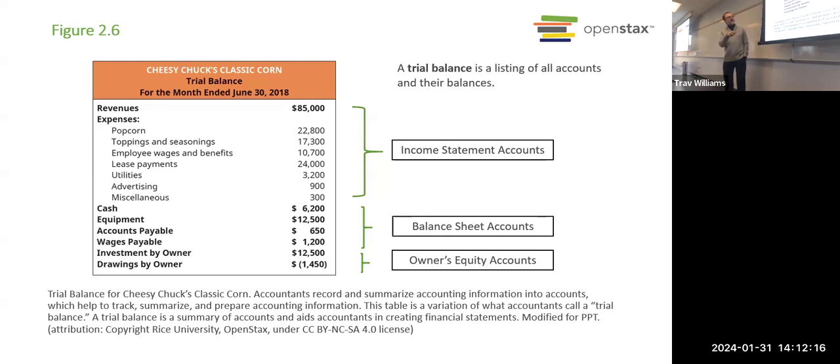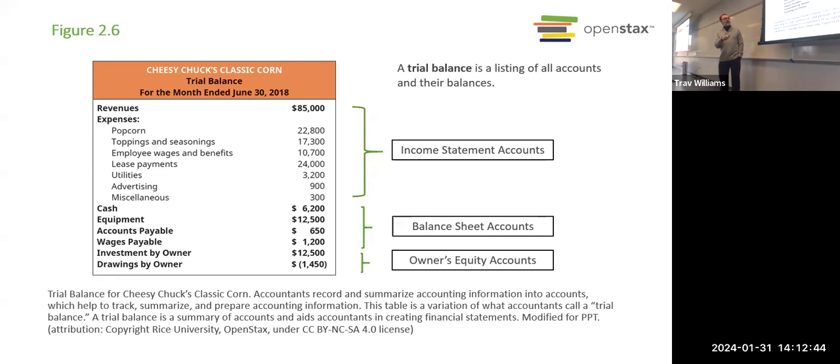Next, we have assets. Cash and equipment are both assets. So we see at the end of June how much cash we have and how much equipment. Then we have our liabilities. Anytime you see the word payable, that tells you it's a debt. Okay? Not all liabilities have the word payable, but anytime you see payable, it definitely is a liability.